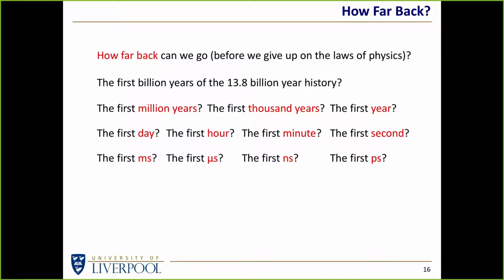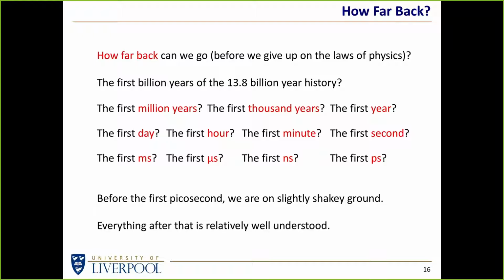Maybe. That is the point at which our conviction that we know what's going on, that's the point that we are not quite sure that we can go back any further. In other words, before the first picosecond, we're on slightly shaky ground.